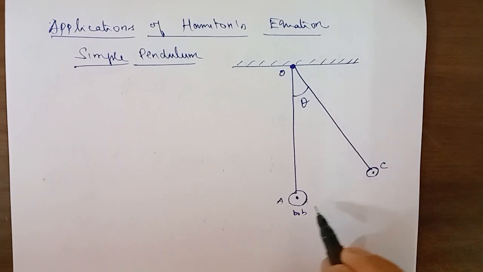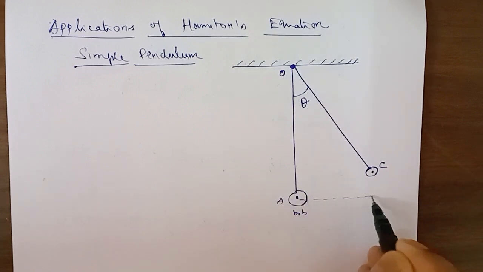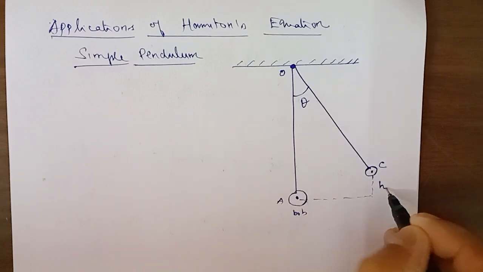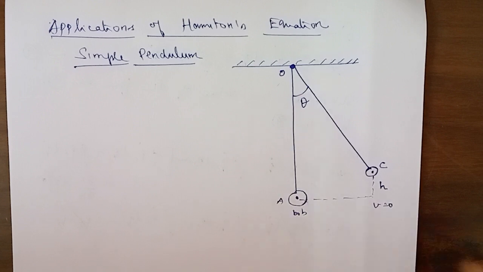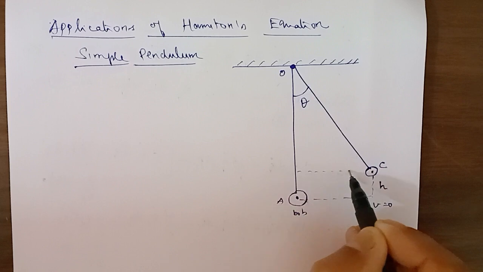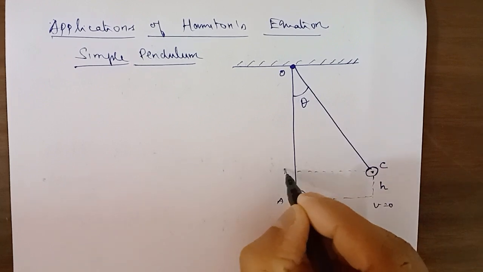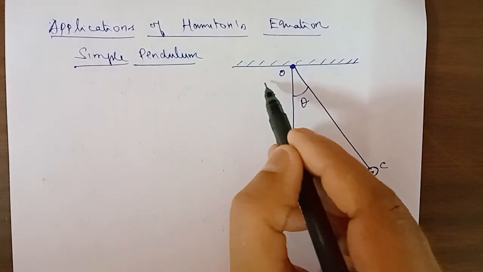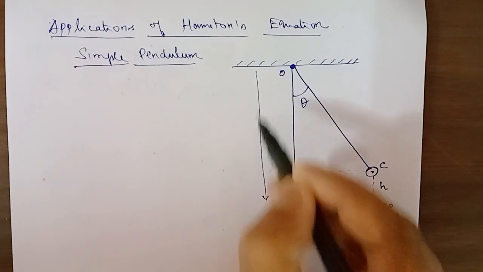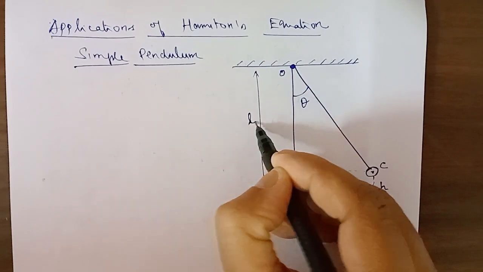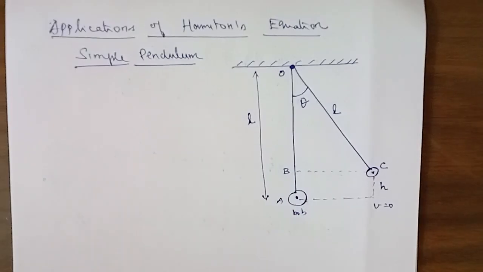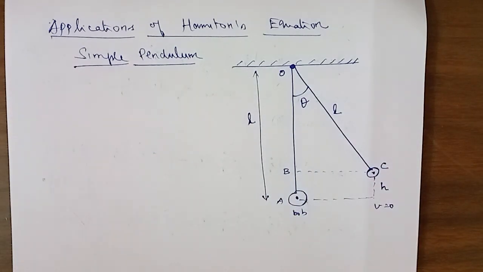Let us consider this. Then what will be the height difference? So this is the height difference H. Here potential energy will be 0. This is the position of C, so you make it as B here. The total length of this pendulum is L. So if this is L, then this is also L. So this is the simple pendulum, we know.